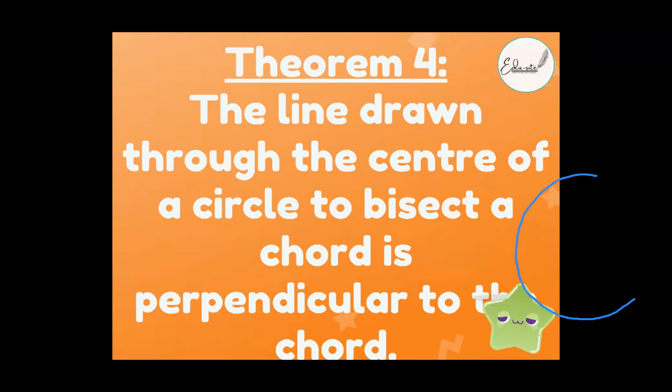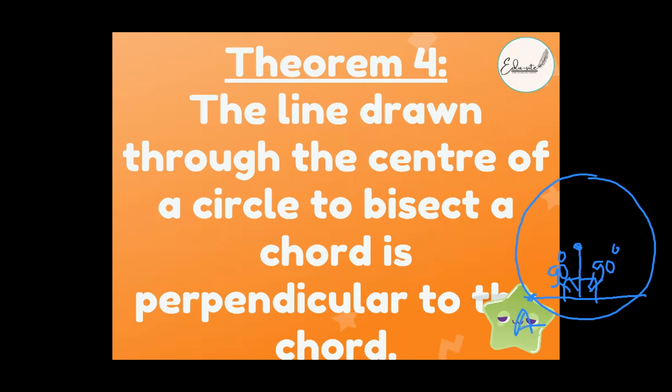The statement is nothing but just the converse, right? I'll tell you how. A line drawn through the center of the circle to bisect a chord is perpendicular to this chord. So we are going to prove that this is equal to 90 degrees. This angle and this angle are equal. You're just going to prove that two angles are equal. If two angles are equal, then it should be 90 degrees itself, right?